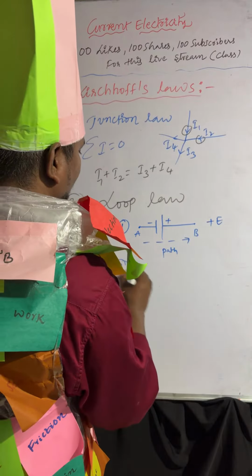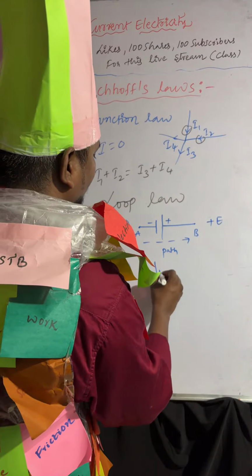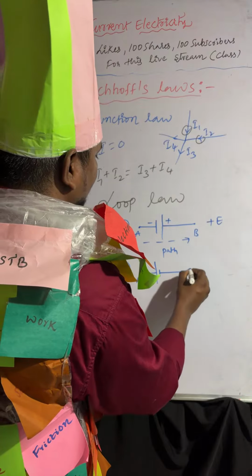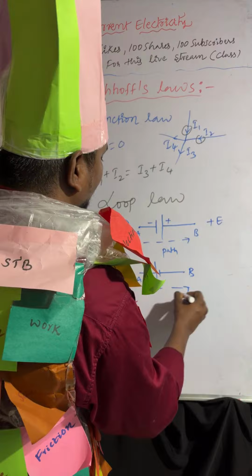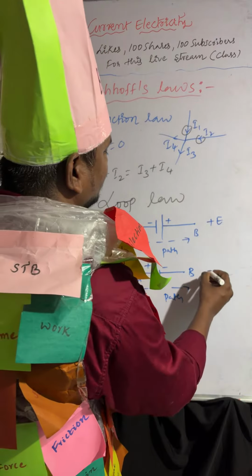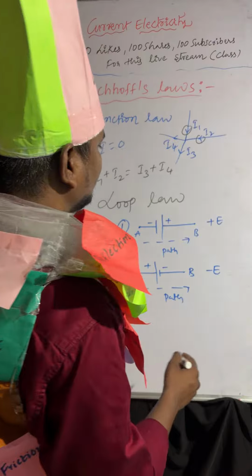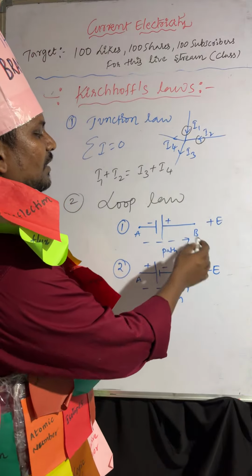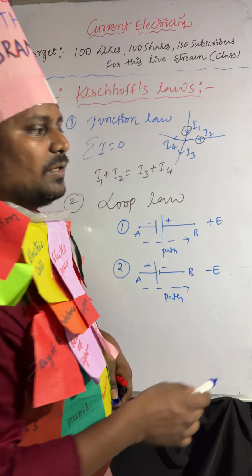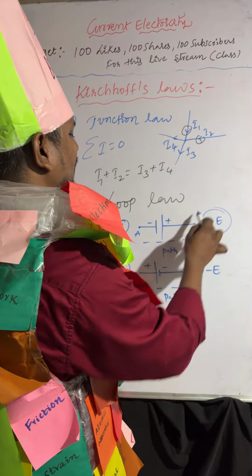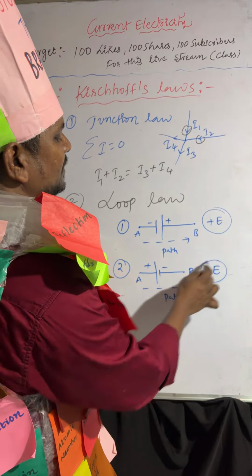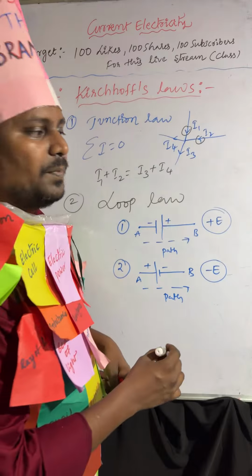Coming to the second one. The path is very important. Which path you followed, which path you consider, that is very important. This is a path, positive, negative. So the EMF is negative. Moving along the path from negative terminal to positive terminal, EMF is positive. And moving from positive terminal to negative terminal, EMF is negative. Okay, that is very, very important.